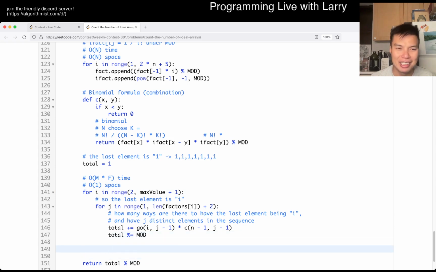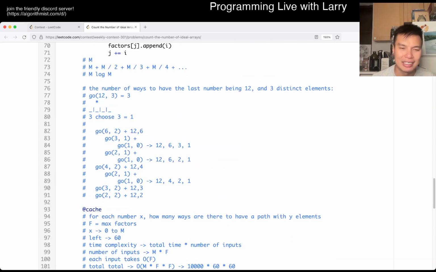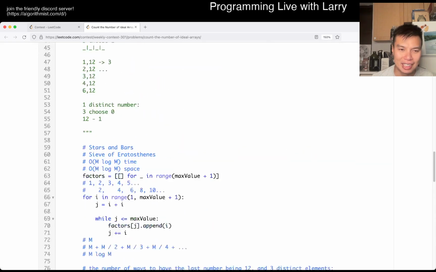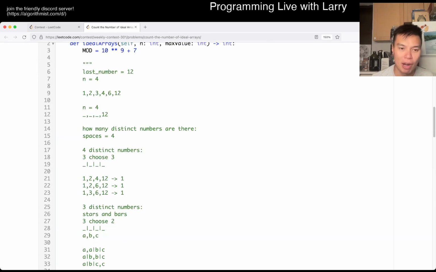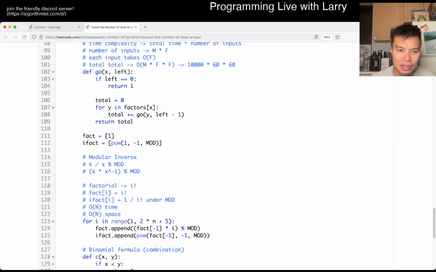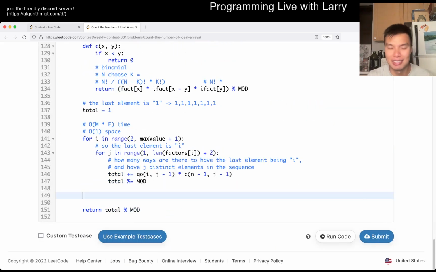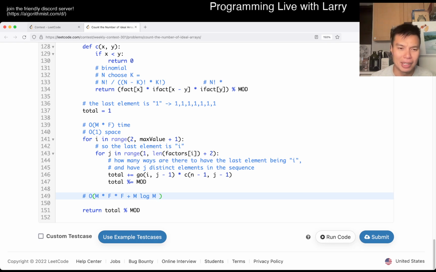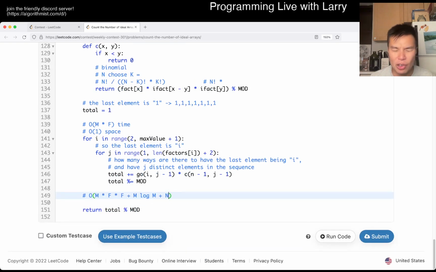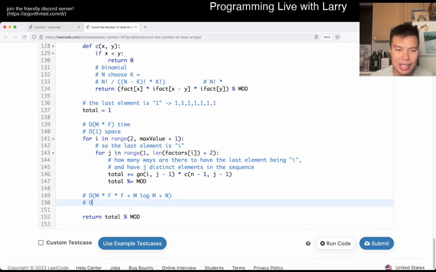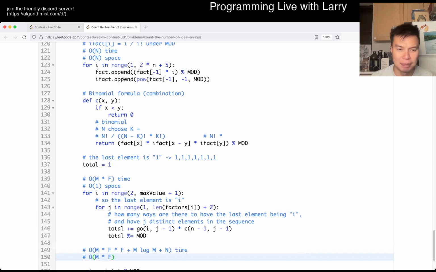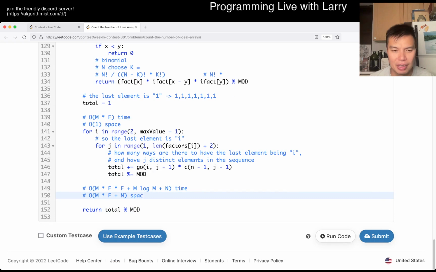It's very tricky. If you notice, I put in a lot of names and ideas and stuff like this. So this is a very hard problem with a lot of math. So don't feel so bad that I didn't get it. So the total time is going to be m times f for the dynamic programming, plus m log m for the sieve, and I think that's it, or plus n for the factorial stuff. And for space, I think it's just m times f plus n space for the factorial stuff. Cool.